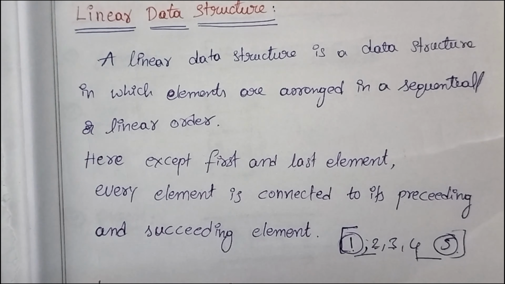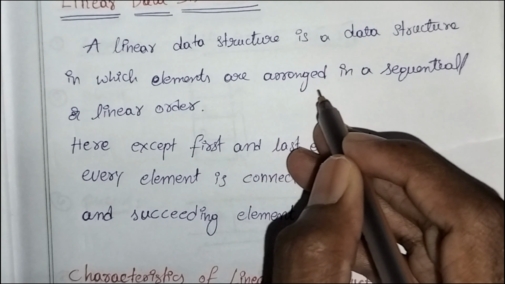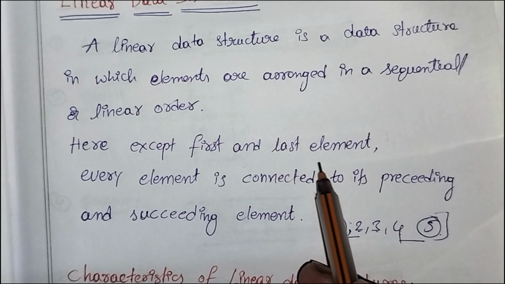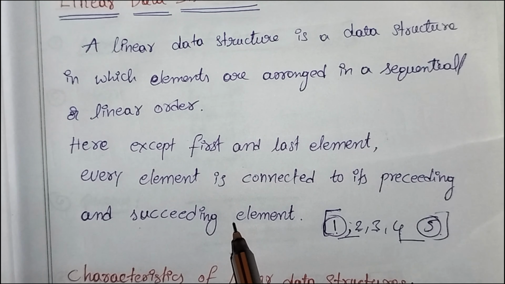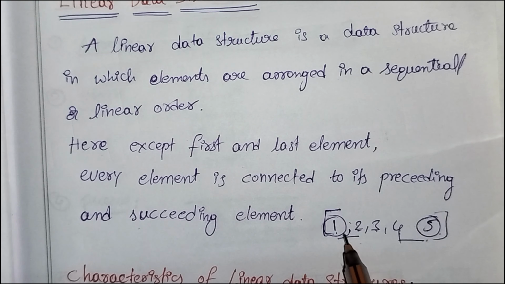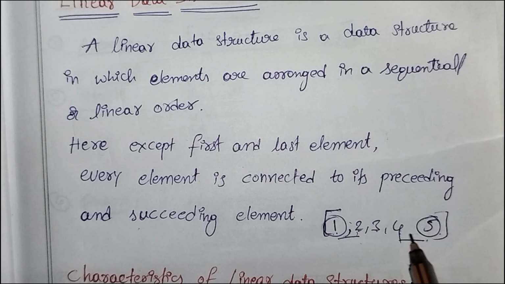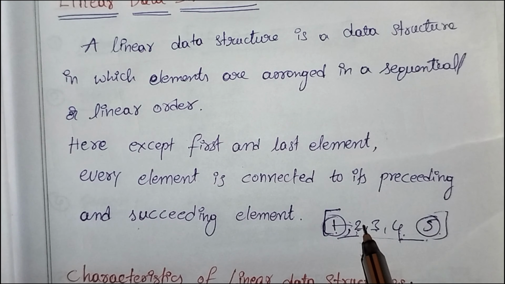A linear data structure is a data structure in which elements are arranged in a sequential or linear order. Here, except the first and last element, every element is connected with its preceding and succeeding element. If you look at this array, 1 is connected with its succeeding element 2, and 5 is the last element, connected to its preceding element.